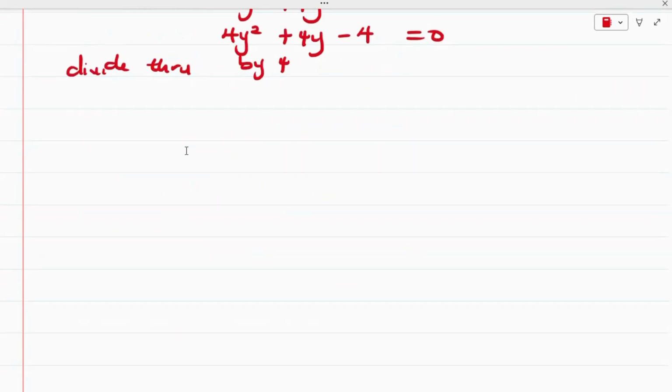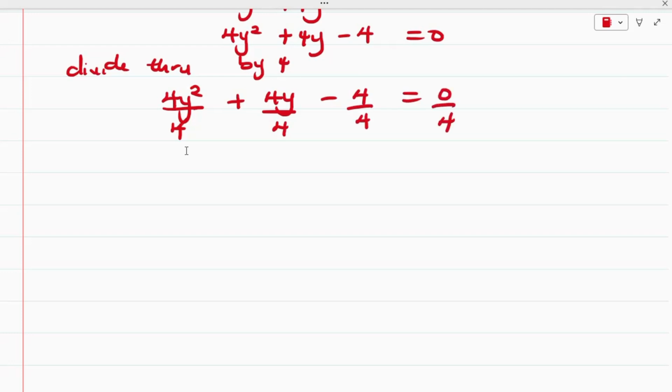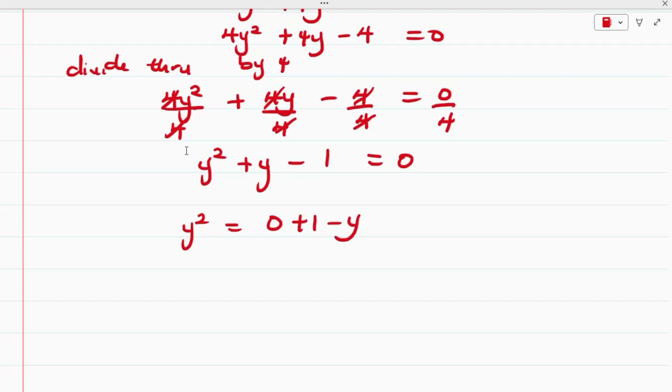Dividing through by 4, we have 4y squared divided by 4 plus 4y divided by 4 minus 4 divided by 4, which is equal to 0 over 4. So this cancelling this, we have y squared. This cancelling this, we have plus y minus, this cancels this, we have 1, which is equal to 0 divided by 4, which is going to give us 0 right here. So from here, isolating y squared, we have that y squared is equal to 0 plus 1 minus y. So y squared is equal to 1 minus y.